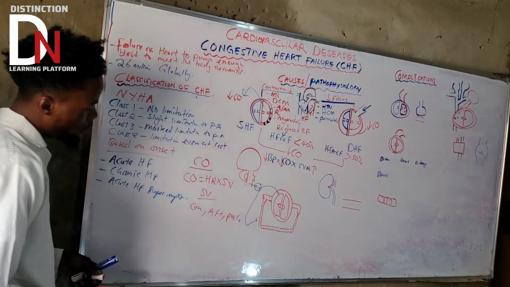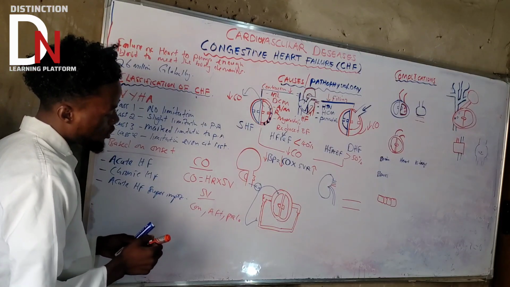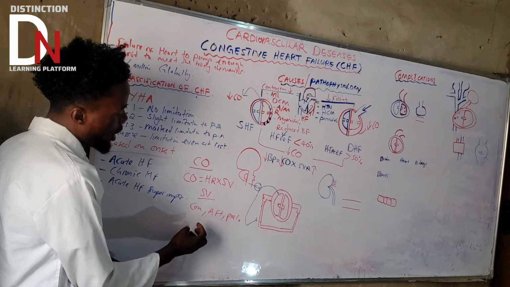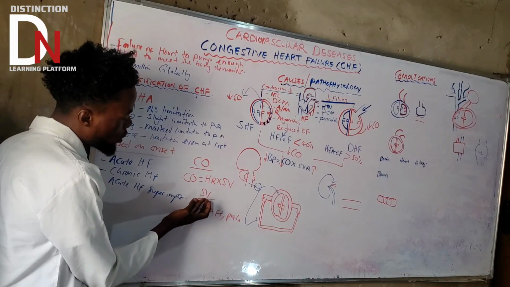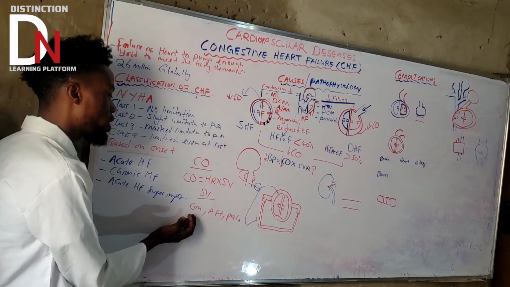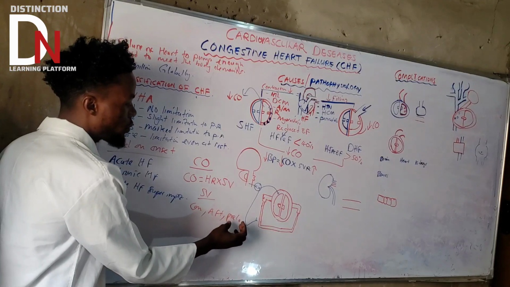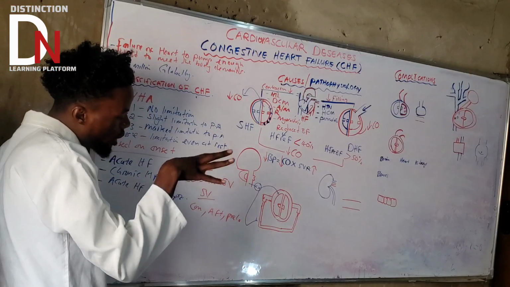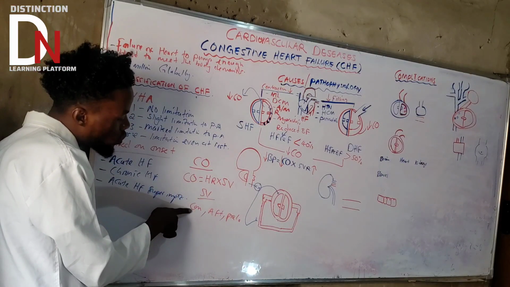So the problem for someone to develop systolic heart failure and also diastolic heart failure is because of these two important concepts. It's because of the stroke volume. The stroke volume will depend on the contractility of the heart, the afterload, and also the preload.